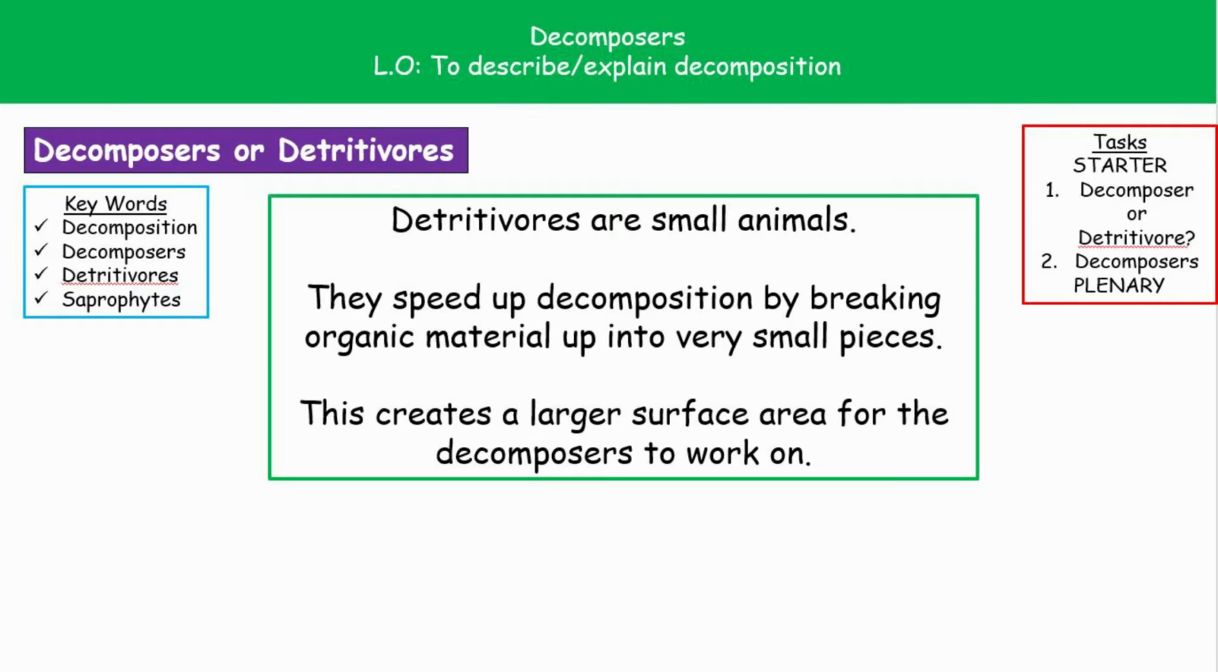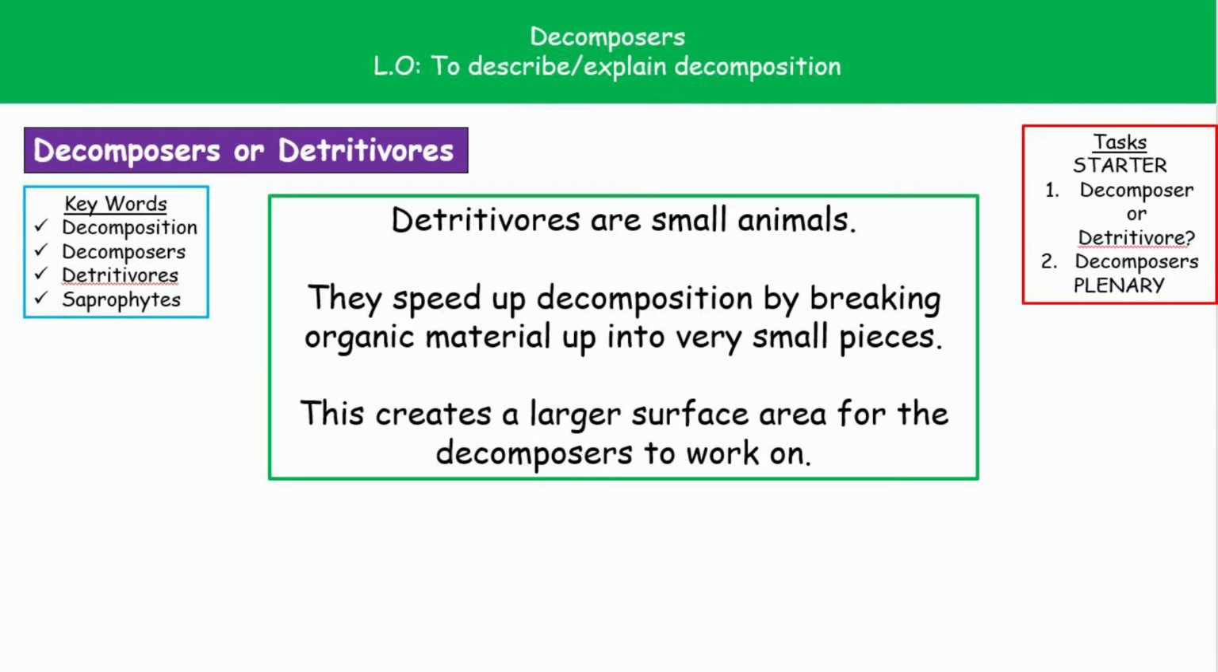So what the detritivores actually do is they break up that organic material into really small pieces. Now, by breaking up the organic material into very small pieces, then what they've done is created a much larger surface area. When we've got a larger surface area, there's obviously more space for the decomposers to work on, and therefore decomposition is going to happen faster.